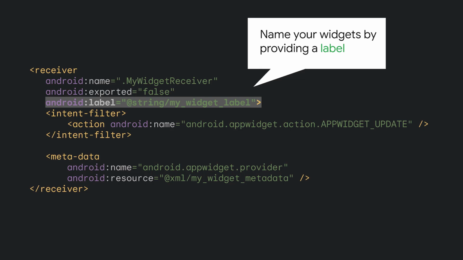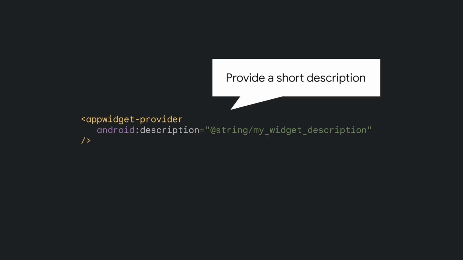Adding a name to your widget is easy. Add the label to your receiver. And then make sure to provide the description in the widget metadata.